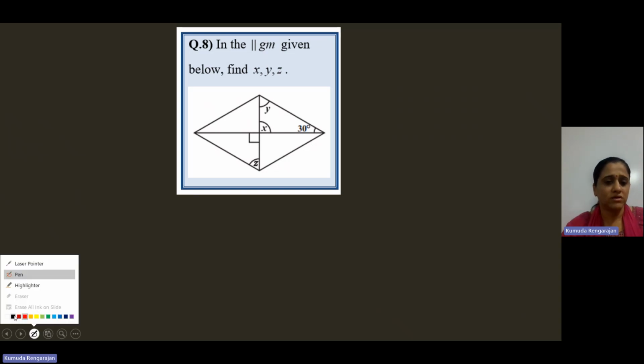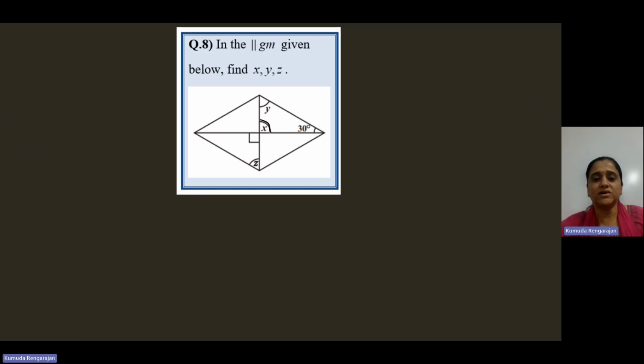So, correct. First, X is equal to 90, because this symbol means 90. Vertically opposite angles are equal. So X is equal to 90. Then to find Y, 90 plus 30 plus Y is equal to 180. Correct? So Y is 60 degrees. Now see here.